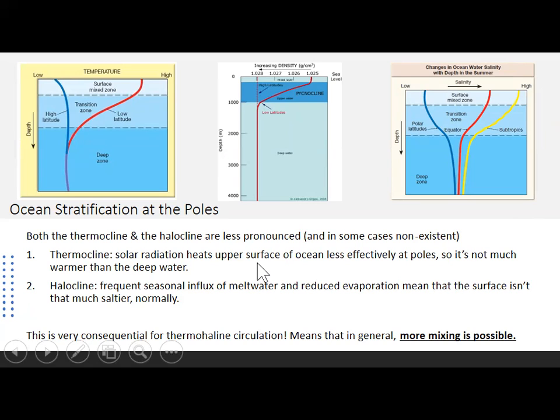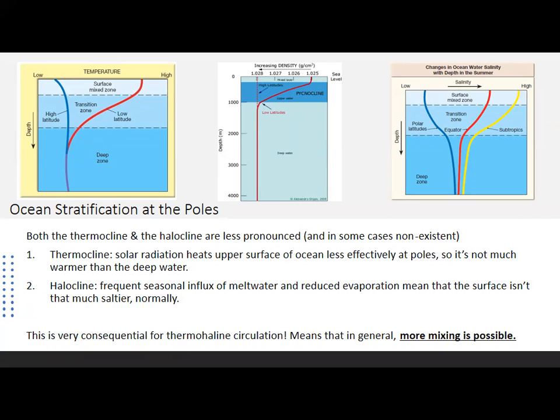The consequence is that more mixing is possible. There is not as strong of a temperature or salinity difference, and so it's a little bit easier for a mass of water to either rise up from the surface and go to the top, or go from the top and sink down to the bottom.